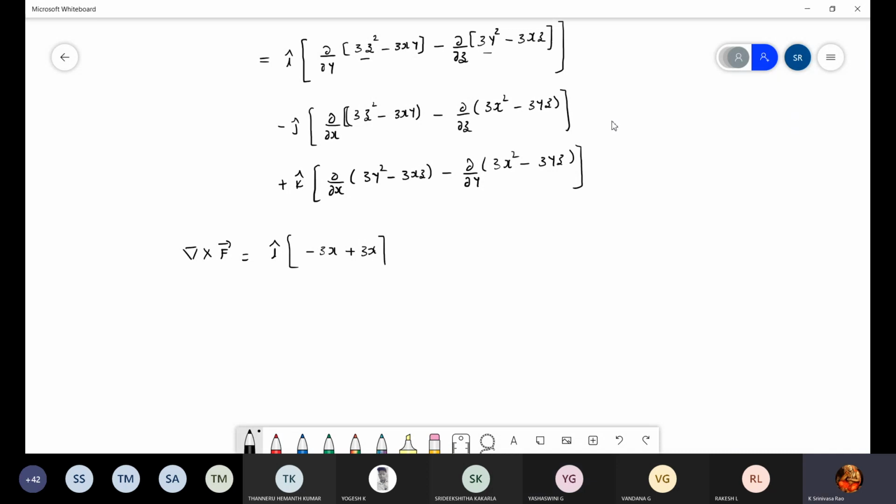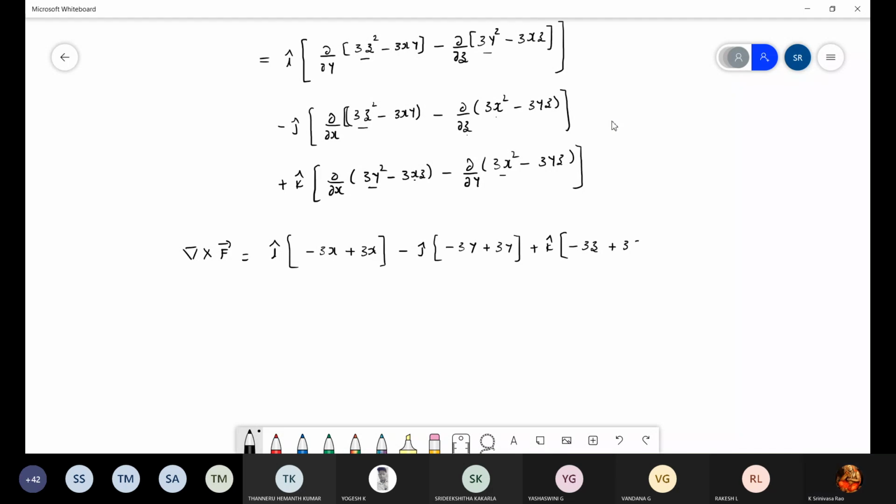Yes. Minus j cap into, with respect to x this is 0. 3z square 0 minus 3y, with respect to z again 3x square 0. You will get minus 3y, that minus into minus, plus 3y. And the last one, plus k cap into, with respect to x this is 0, with respect to x minus 3z, and with respect to y, 3x square is 0, plus 3z.